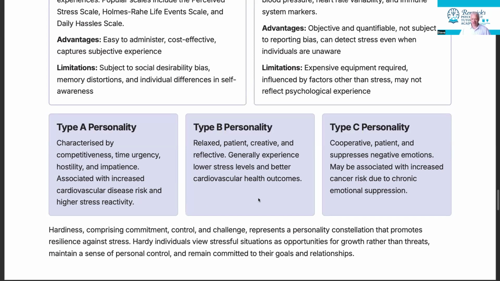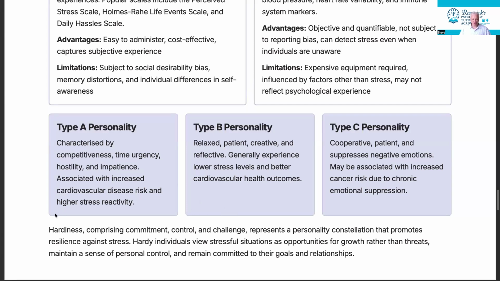And Type C are more cooperative, patient, suppress negative emotions, but may also be linked with increased cancer risk due to chronic emotional suppression. Again, exercise can act as a buffer to a lot of stress and help you to manage stress more easily.